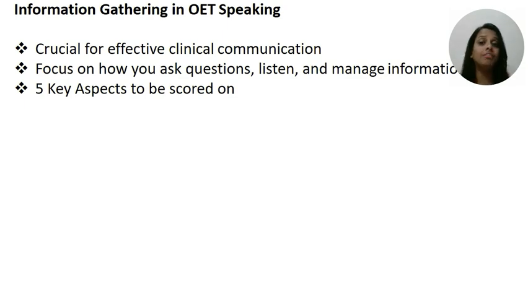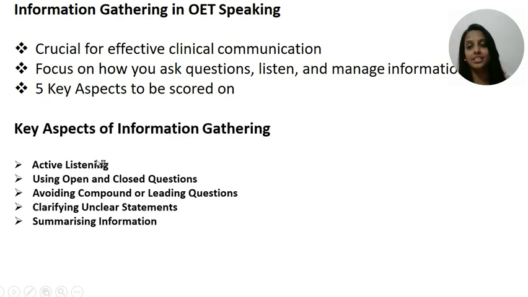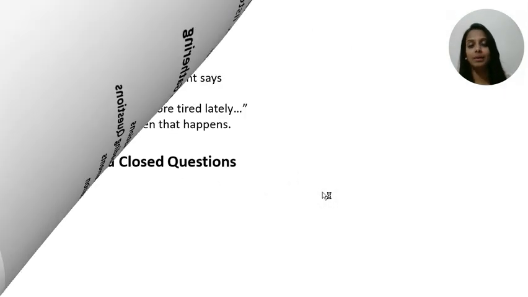Here, there are five key things the assessors are looking for. Let's see them. The first one is active listening, and the next is using open and closed questions, and the third one is avoiding compound or leading questions. The fourth is clarifying unclear statements, and the last one is summarizing information. Now, let's break them down with examples.